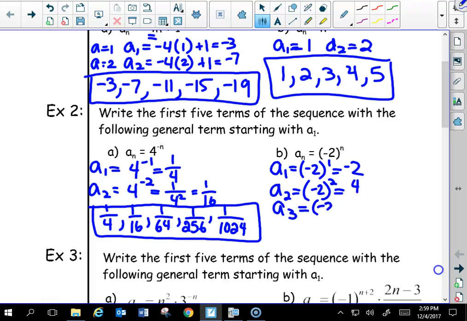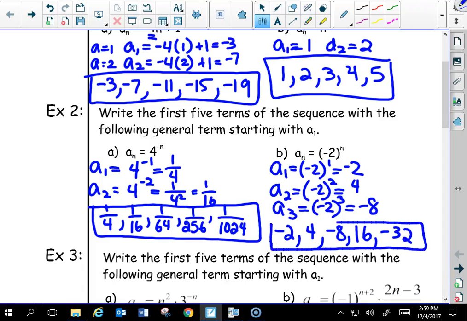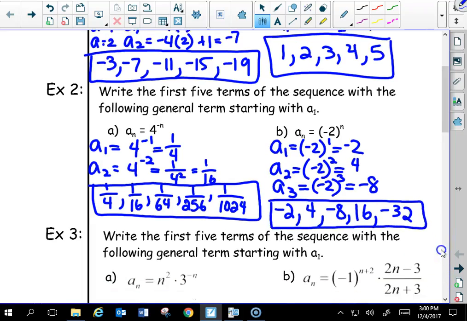A3 is going to be negative 2 to the 3rd power. So our odd exponents are giving us negative results. Our even exponents are giving us positive results. We're still taking 2 to that power, so we get negative 8. So I'm going to continue the pattern. Negative 2, 4, negative 8. We're going to double that. We're going to get a positive 16. We'll double that, and we'll get a negative 32. You could keep plugging into the pattern, but once I understand the pattern, I stop doing my substitution.